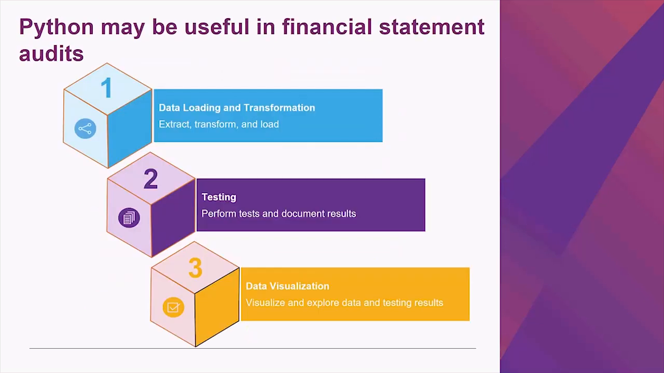So how can Python be useful in a financial statement audit? Well, it can be used for data loading and transformation. So you extract data from different places, transform it, and then load it up to perform testing. Second example is performing that testing, so doing tests and results documentation, which we'll show you an example of today. And outside of the scope of this video is data visualization. So it's got some great ways you can actually visualize data with Python.